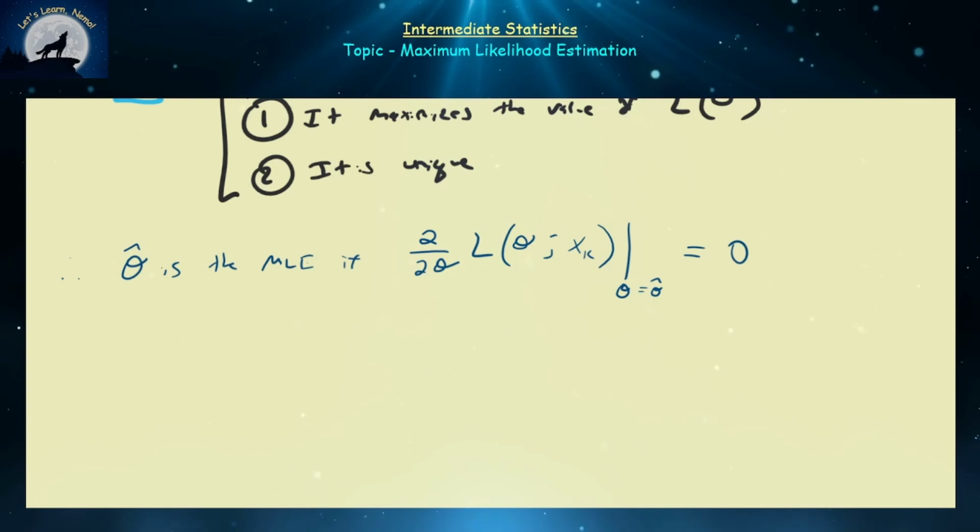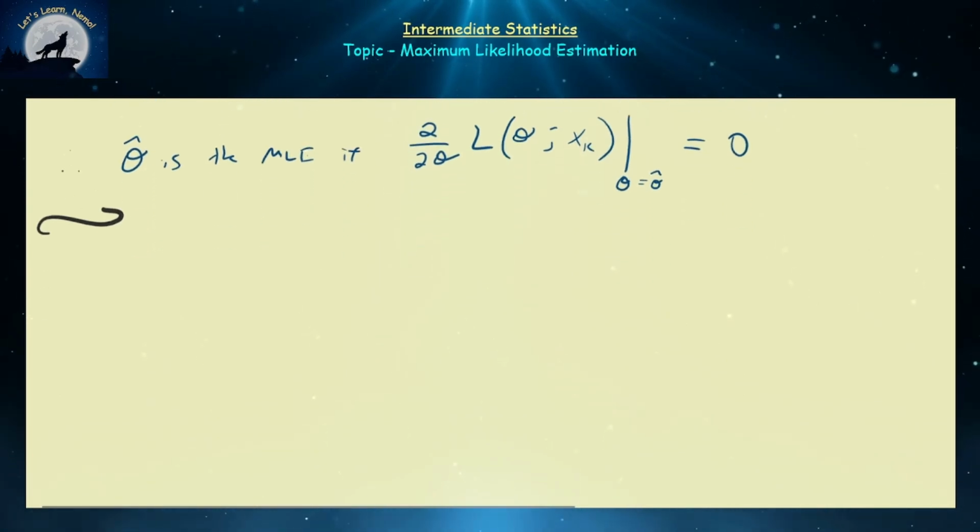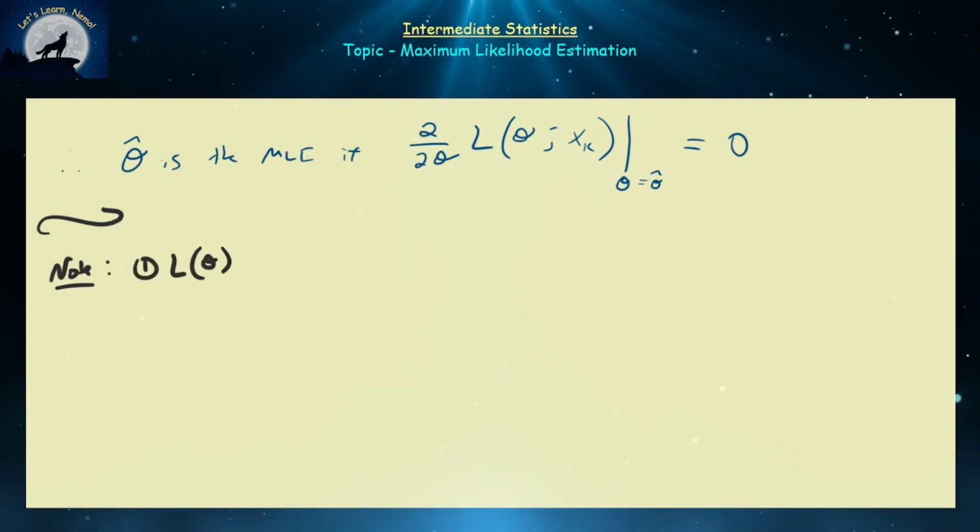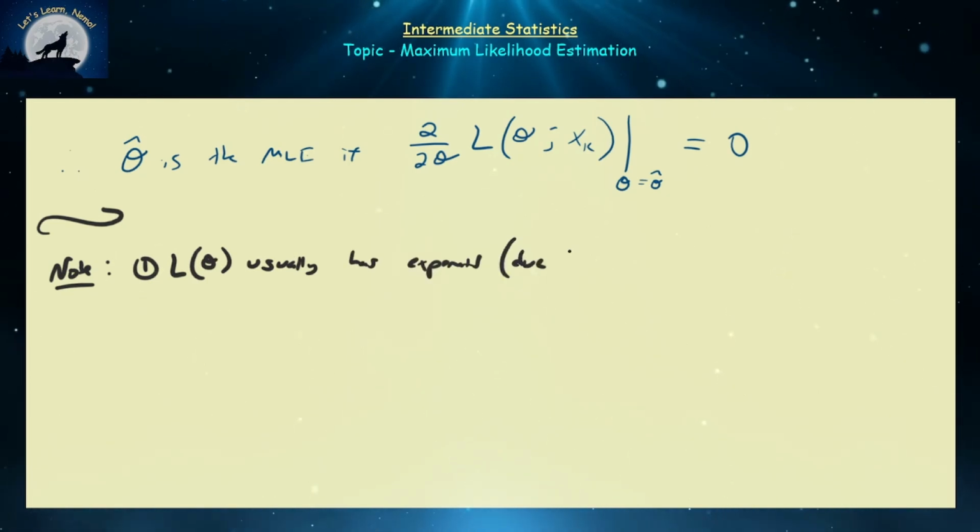Now, there are a couple of complications with this likelihood function, because we're going to take the derivative with respect to our parameter theta. We have a likelihood function generated from a product of a bunch of probability densities. If you do not know the general product rule, function times function times function times another function can get really messy to work with. So just a couple of observations. One, L(theta) usually has exponents since it is the product of our density functions.